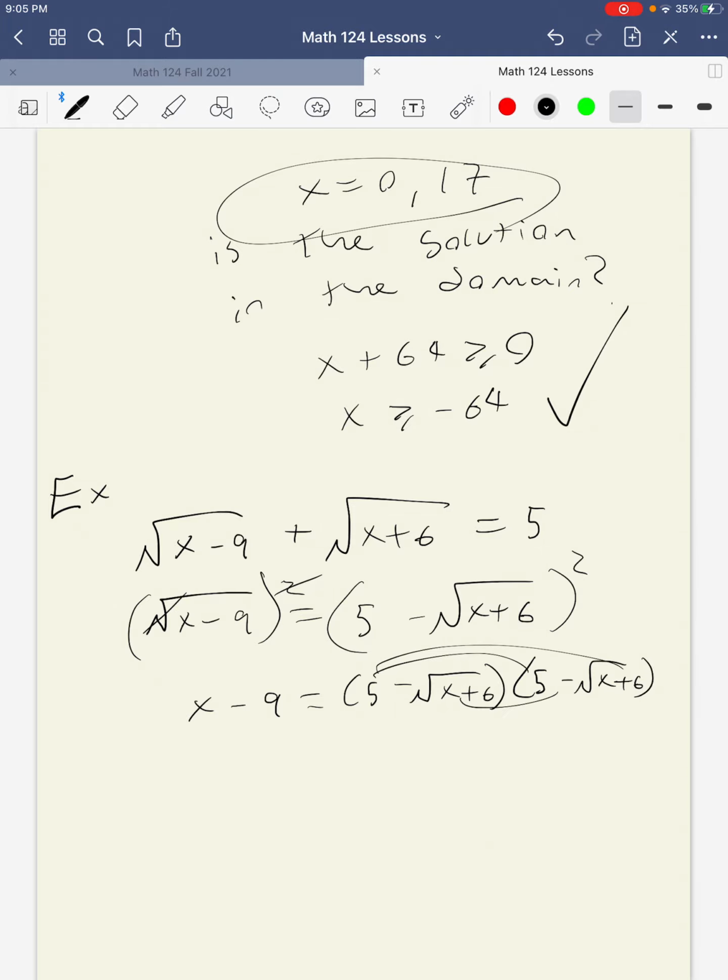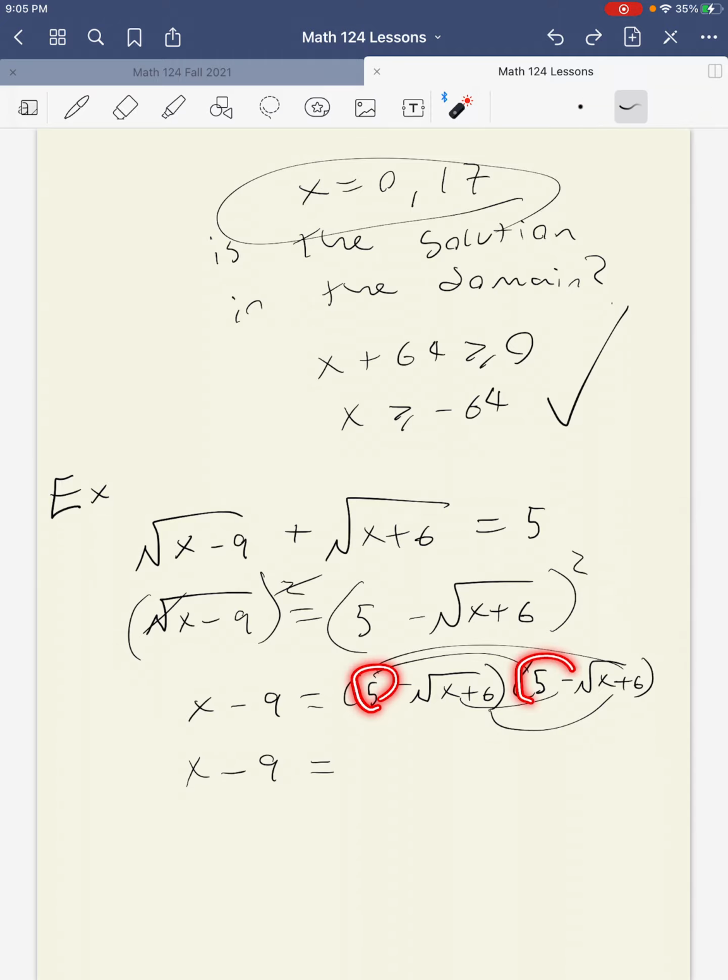Okay, so we FOIL it out, and we have the following: 25 minus 10 square root x plus 6 plus x plus 6. Okay, so maybe I skipped too many steps here. Let me go through this a little slower.